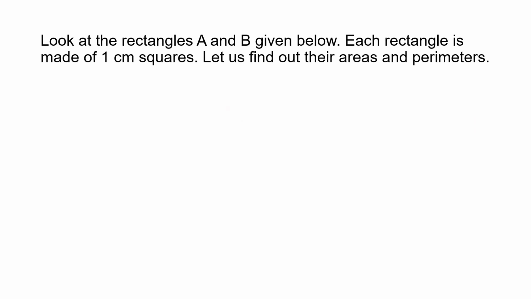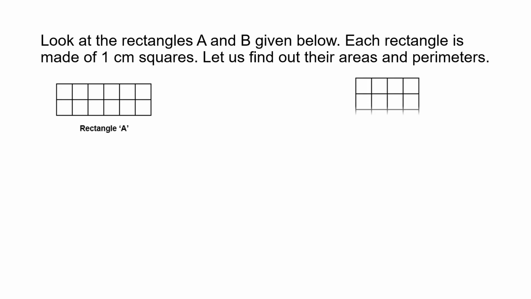Let us do an activity. Look at the rectangles A and B given below. Each rectangle is made of 1 centimeter squares. Let us find out their areas and perimeters. This is rectangle A. This is rectangle B.